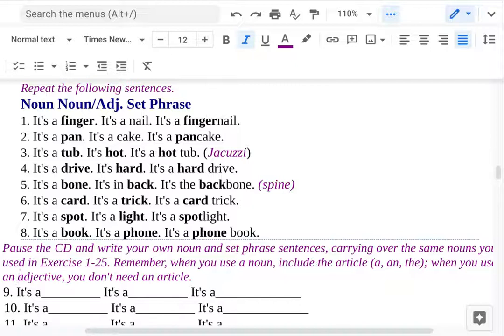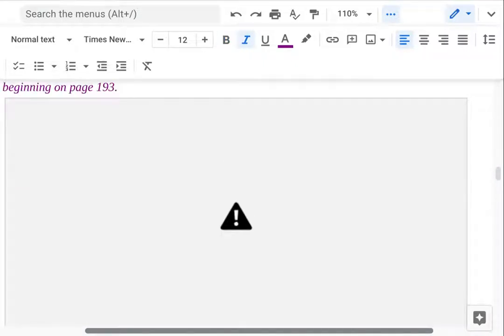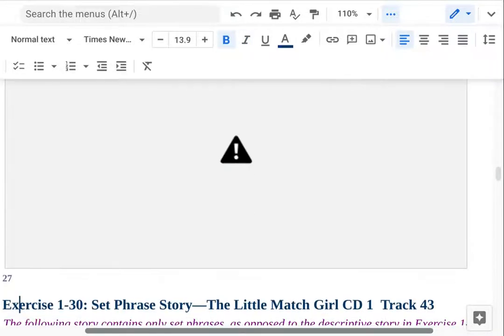Pause the CD and write your own noun and set phrase sentences, carrying over the same nouns you used in Exercise 125. Remember, when you use a noun, include the article. When you use an adjective, you don't need an article. Exercise 129. Making set phrases. Pause the CD and add a noun to each word as indicated by the picture. Check answer key beginning on page 193.